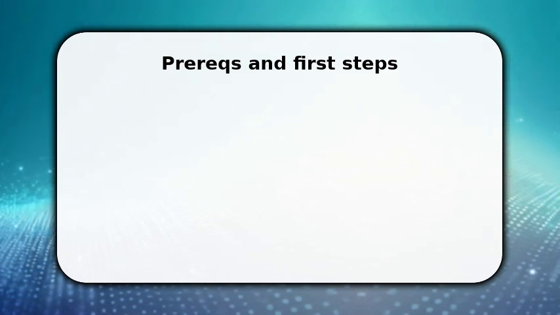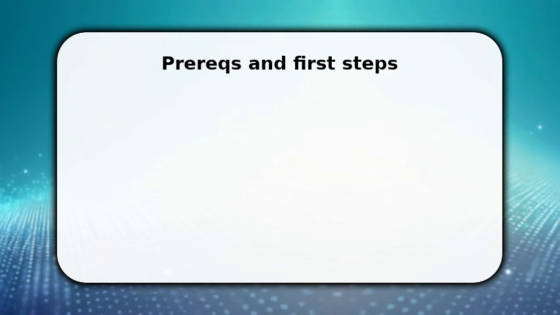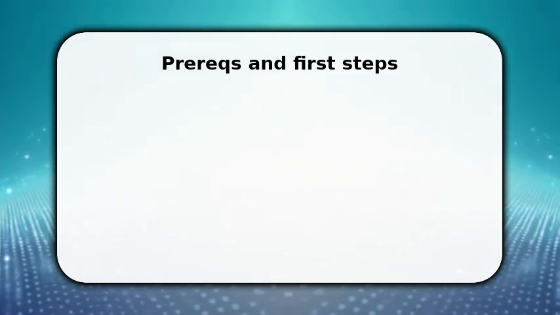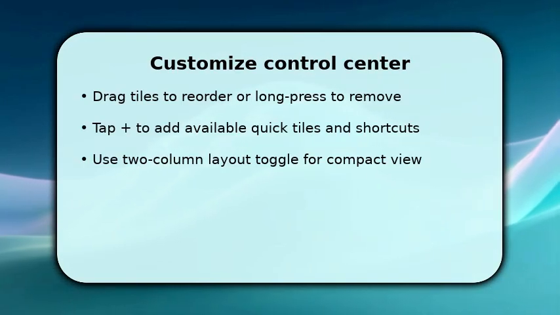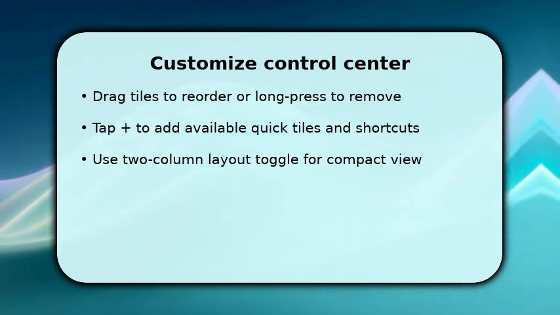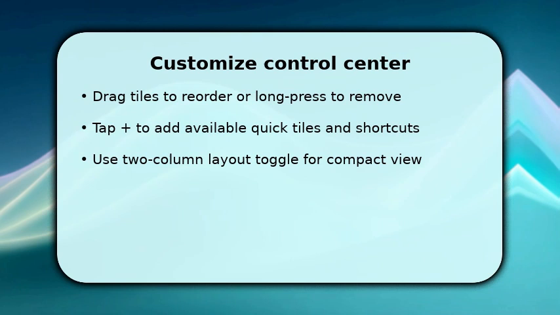You're doing this to make frequent functions reachable. As you follow along, keep a screenshot of the original layout so you can restore it. Now you'll rearrange and add the tiles that matter. Tap and hold a tile to drag it between positions or swipe it away to remove it. This changes how quickly you access features.